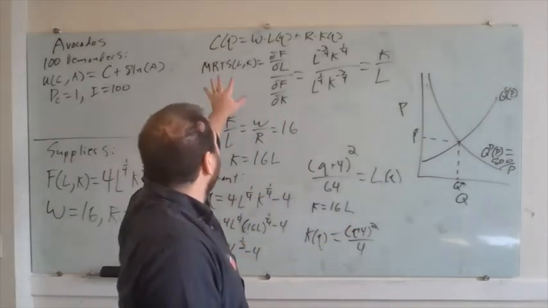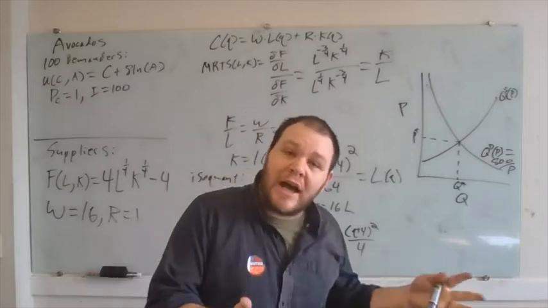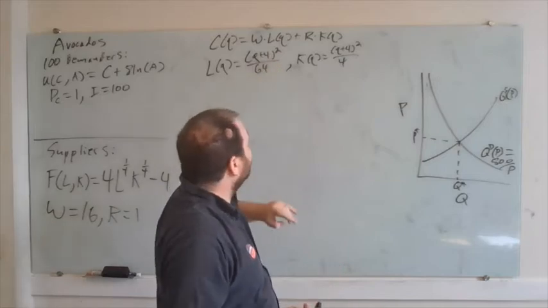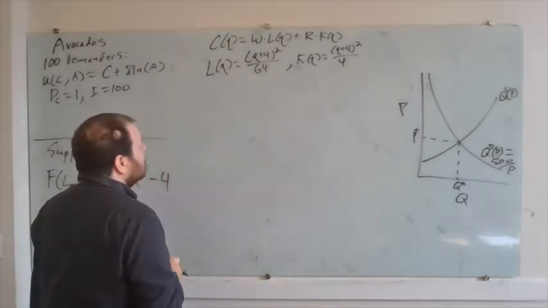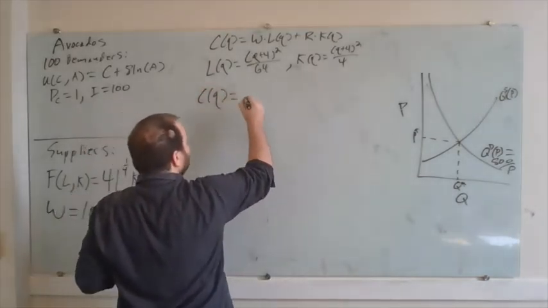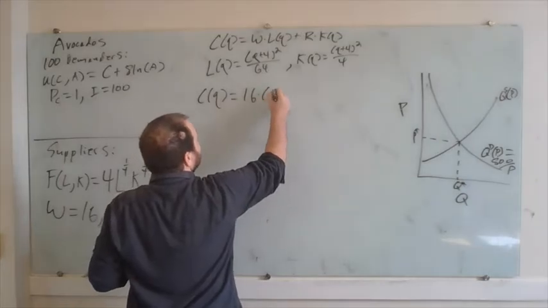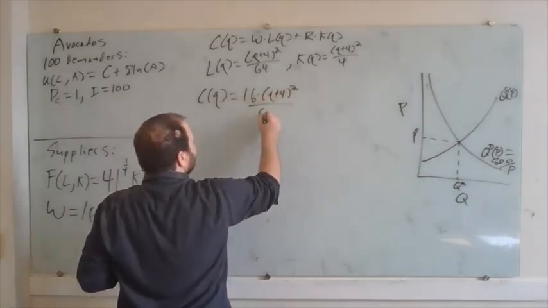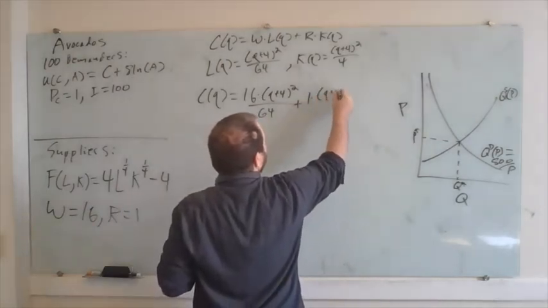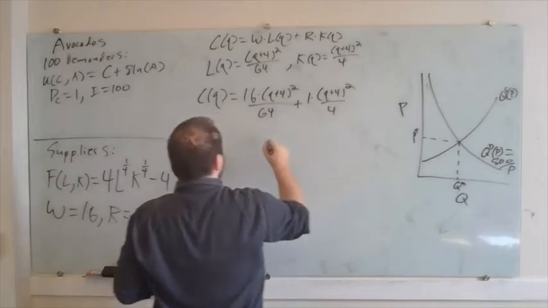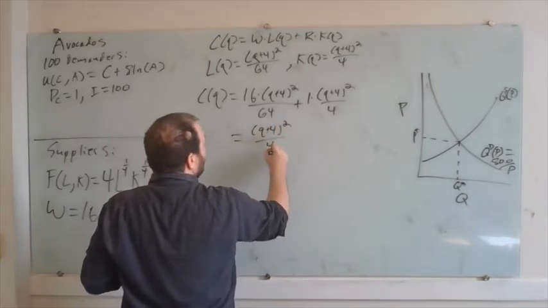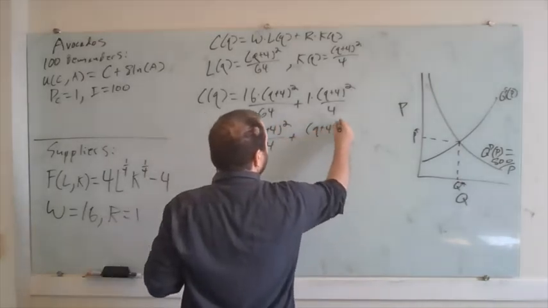So now we know how much labor and how much capital we'll use to produce Q units of output. That's going to make it very easy for us to figure out how much it costs to produce Q units of output. So how much does it cost to hire Q plus 4 squared over 64 workers and Q plus 4 squared over 4 acres of land? It's going to cost WL, so 16 times Q plus 4 squared over 64, plus RK, so plus 1 times Q plus 4 squared over 4. This is going to be Q plus 4 squared over 4 plus Q plus 4 squared over 4.